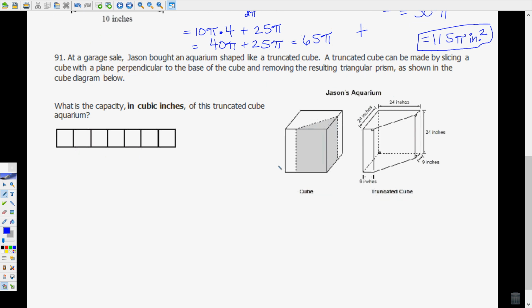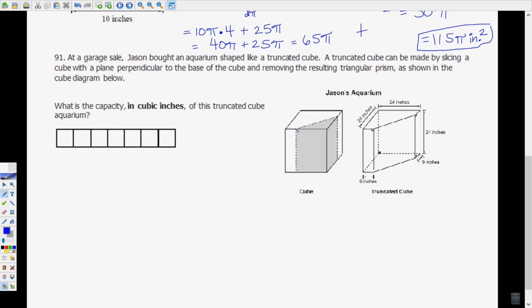At a garage sale, Jason bought an aquarium shaped like a truncated cube. A truncated cube can be made by slicing a cube with a plane perpendicular to the base of the cube and removing the resulting triangular prism as shown in the cube below. Okay, you're going to have to follow me here.